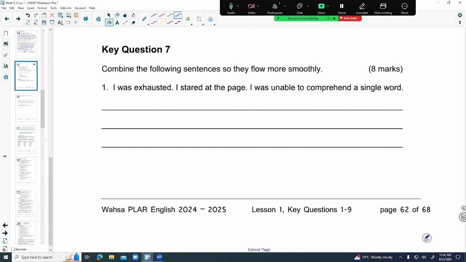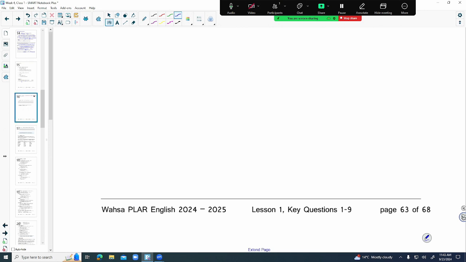So we've got I. So we don't need to repeat I all those times. I was exhausted as, or we need to keep the I there, I guess. Get rid of the period. I was exhausted as I stared at the page, and then get rid of the rest of it, unable to comprehend a single word. Okay, so simple. Get rid of the first period, put in the word as, get rid of the second period and I was, and then you've got your sentence. I was exhausted as I stared at the page, unable to comprehend a single word. Or you can switch it around. I was unable to comprehend a single word because I was exhausted, so I just stared at the page. Okay, there's more than one way to fix your sentences.